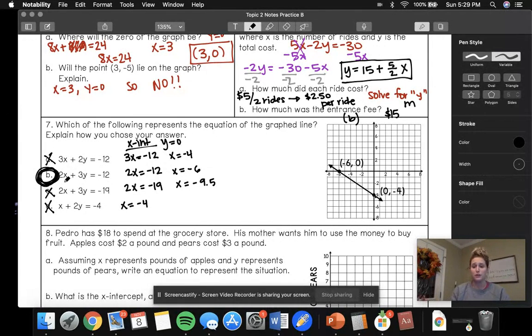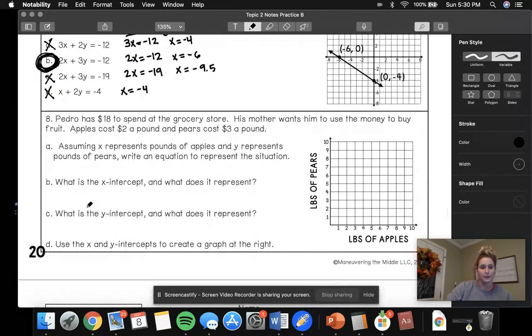This was just one way you could have done it. You could have plugged in -6 for x and 0 in for y and seen which one gives you the right answer. You could have converted all of these into slope-intercept form and saw which graph matched, giving you plenty of different options.